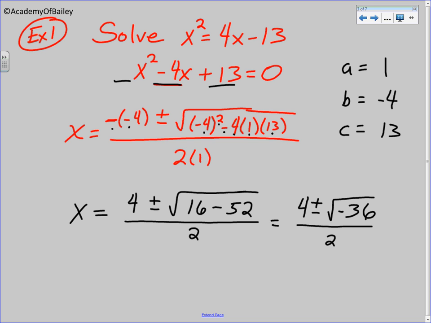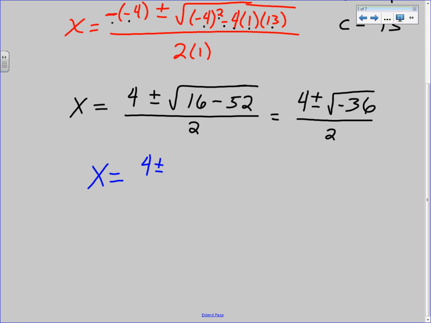And let's simplify. We can simplify that radical. x is equal to 4 plus or minus. Let me get some working room here. That's not much working room. Watch this. This is magic. Ah, working room. Just appears like that. Here we go, working room.